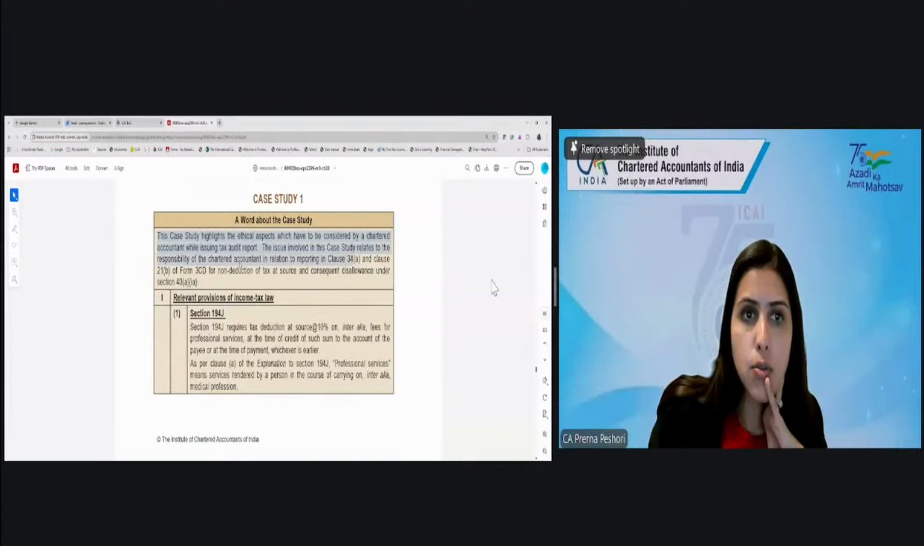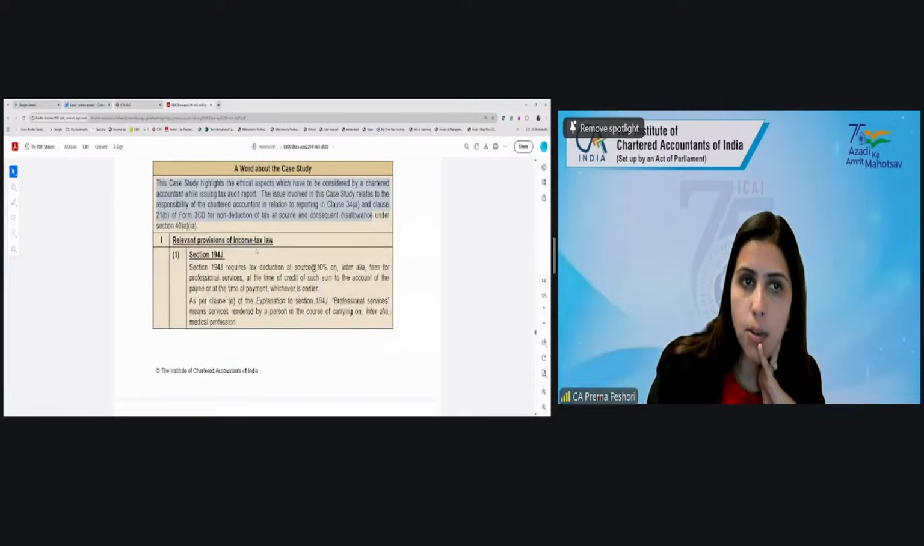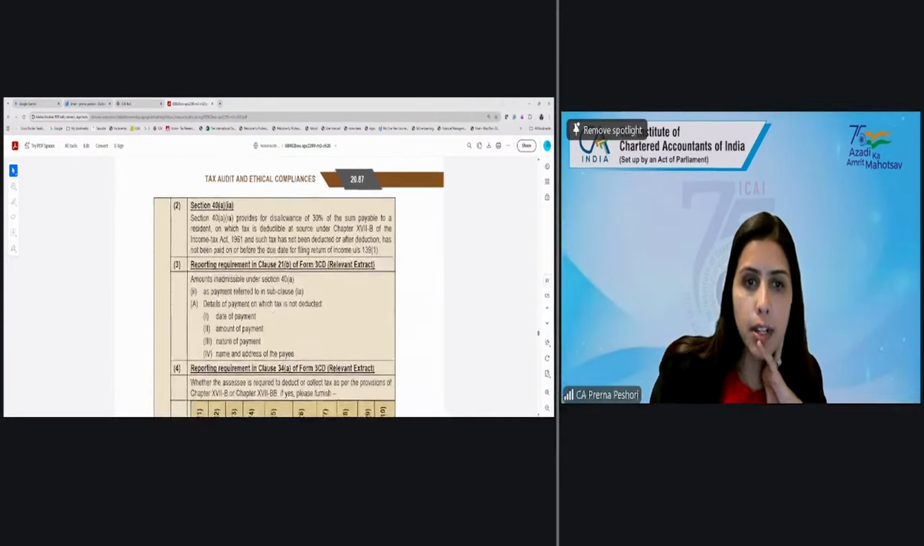The issue involved in this case study relates to the responsibility of the CA in relation to reporting in clause 34A and 21B of Form 3CD for non-deduction of tax at source and consequent disallowance under 40A(1). Let us look at it.